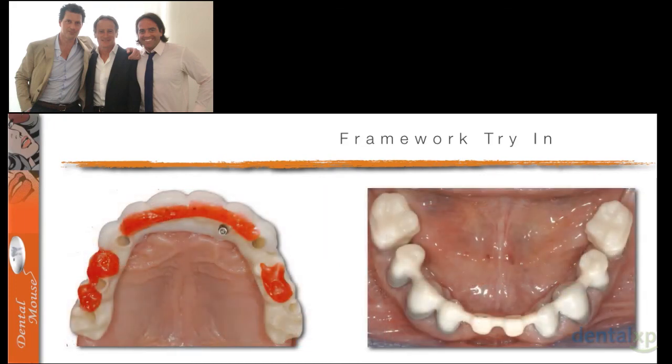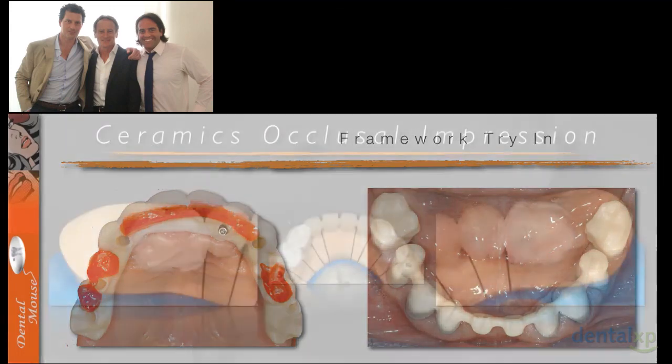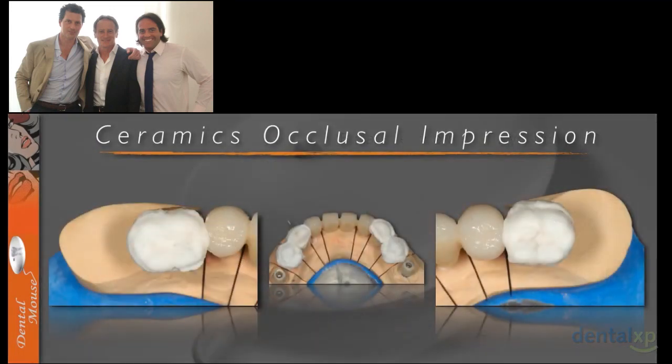You see this is an occlusal point of view of our framework try-in. There is an occlusal trial with a resin jig, and from there we send this back to Luca, who is going to do his work and finalize the case. There is of course the ceramic occlusal impression that came from the prosthodontic project that we saw before.